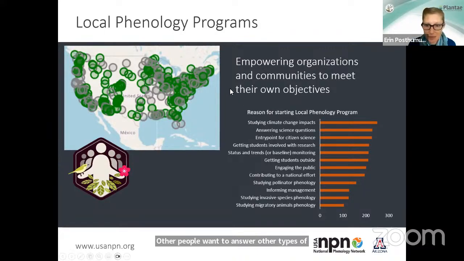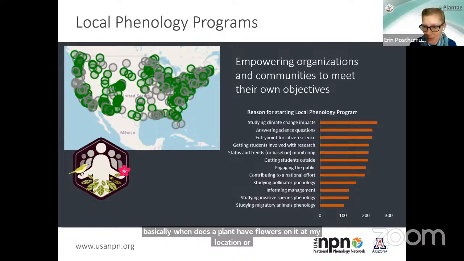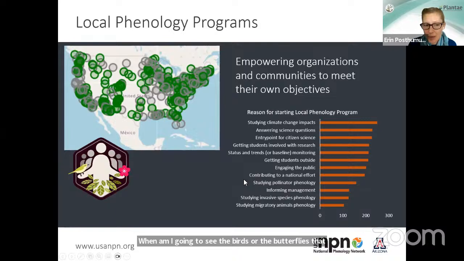Other people want to answer other types of science questions. Sometimes they're interested in, basically when does a plant have flowers on it at my location, or when am I going to see the birds or the butterflies that I care about? And then there's many, many other reasons as well. A lot of people are trying to engage students or engage the public. These are sometimes national parks or visitor centers, nature centers that want to engage the people that come to their sites in doing data collection. And you can see these green dots represent the different local phenology programs we have across the country. We have over 500 that are participating with us.